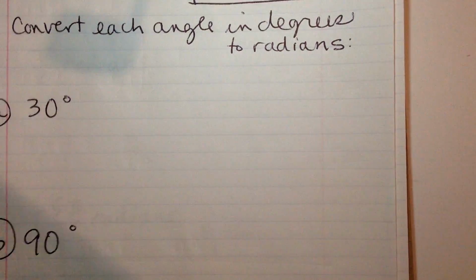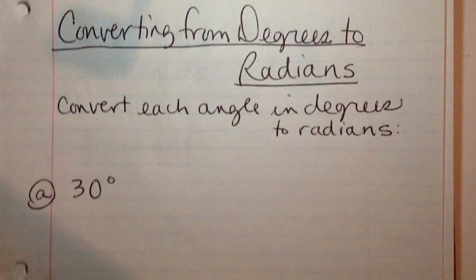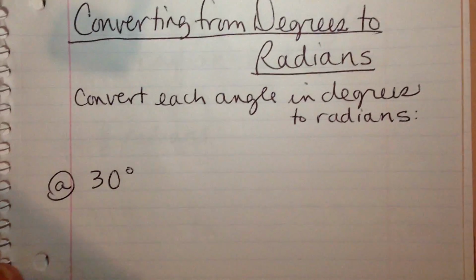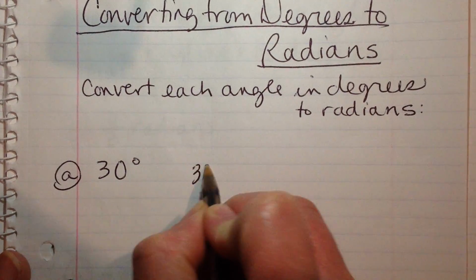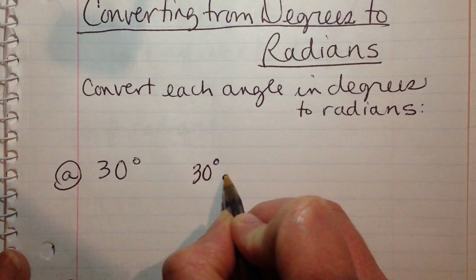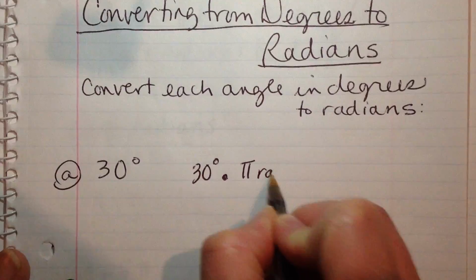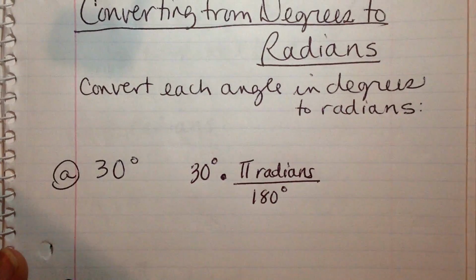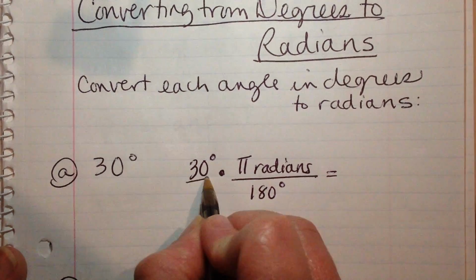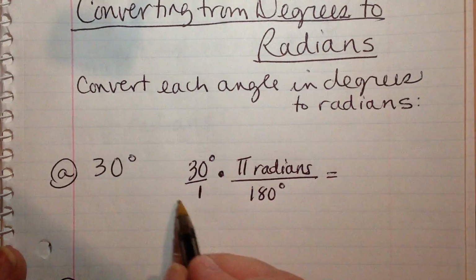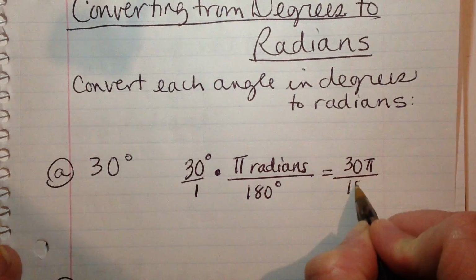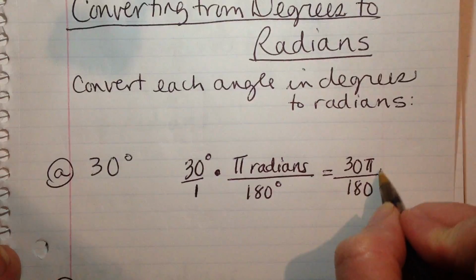So, with that being said, let's look at some examples of converting each angle in degrees to radians. If we are going from degrees to radians, we will take the degree angle, 30 degrees, and multiply it by pi radians divided by 180 degrees. Think of 30 degrees as over 1. If you multiply straight across, you end up with 30 pi divided by 180 degrees. Now you still have your radians.